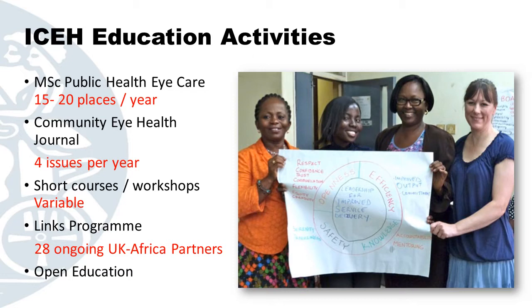At the grassroots level, we produce the Community Eye Health Journal. 4 issues are done each year. It's sent free of charge. It's also put on the internet. It's in English, French, and there are also Chinese versions and occasional Spanish versions. And this is really education for the grassroots worker, be it the community health nurse or the ophthalmic assistant, the ophthalmic nurse, and also ophthalmologists working in the field.